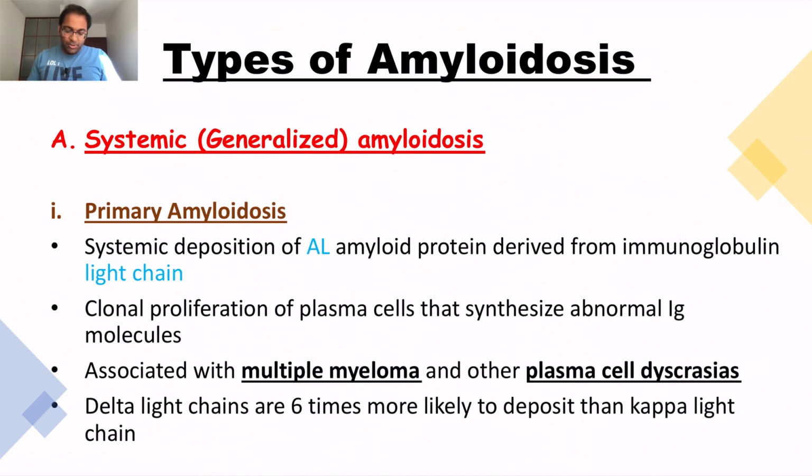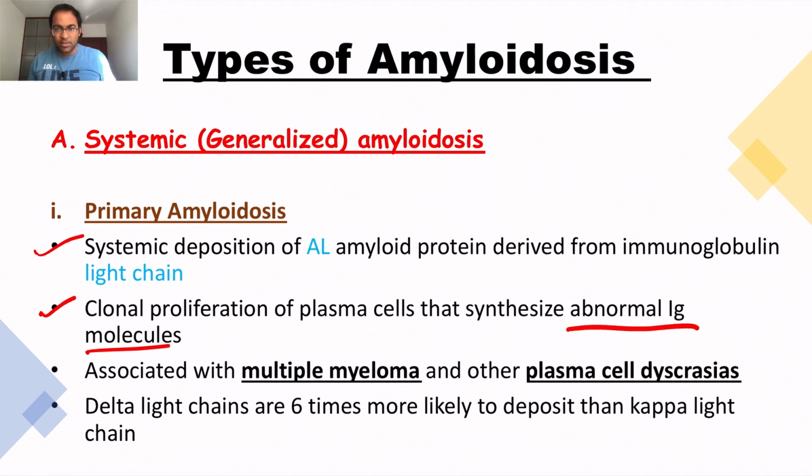In primary amyloidosis, we have systemic deposition of AL amyloid protein derived from immunoglobulin light chain. There are clonal proliferations of plasma cells that synthesize abnormal immunoglobulin molecules. This is associated with certain diseases, and the most common disease that you need to remember is multiple myeloma and the other associated plasma dyscrasias.